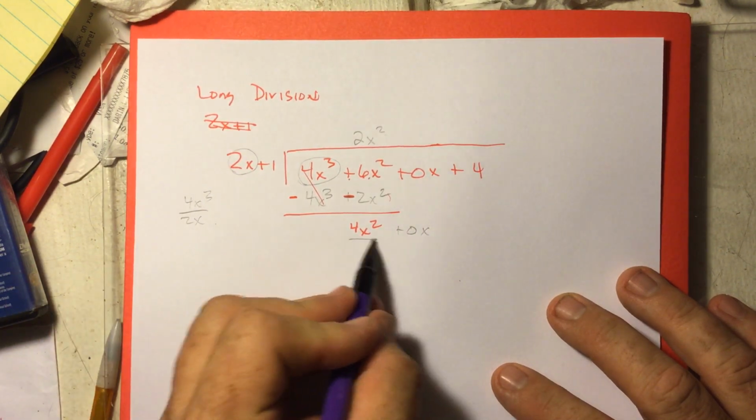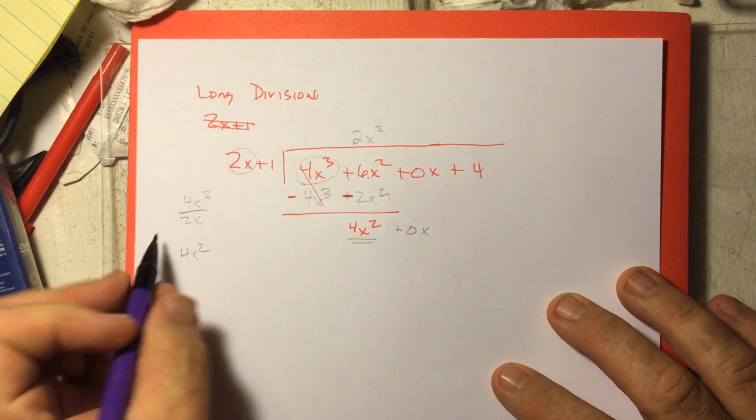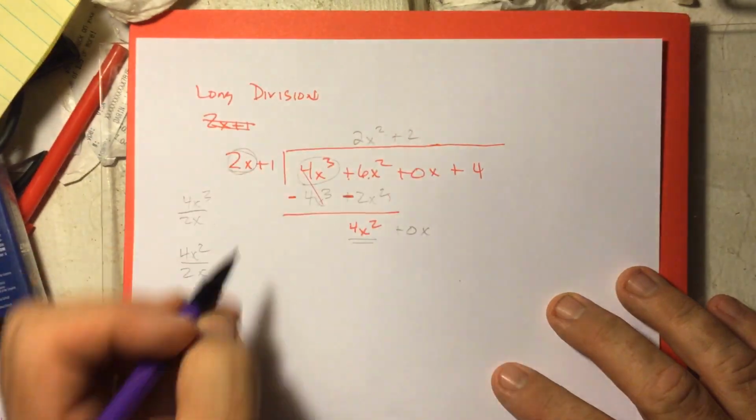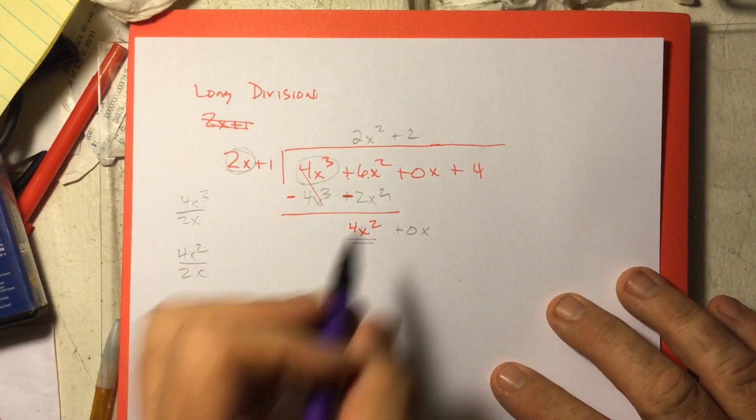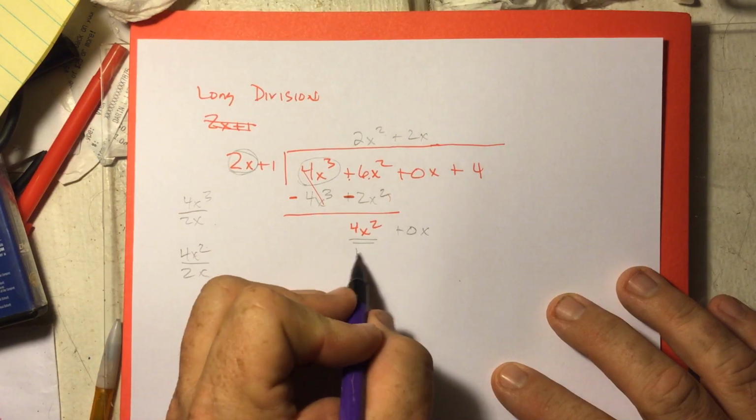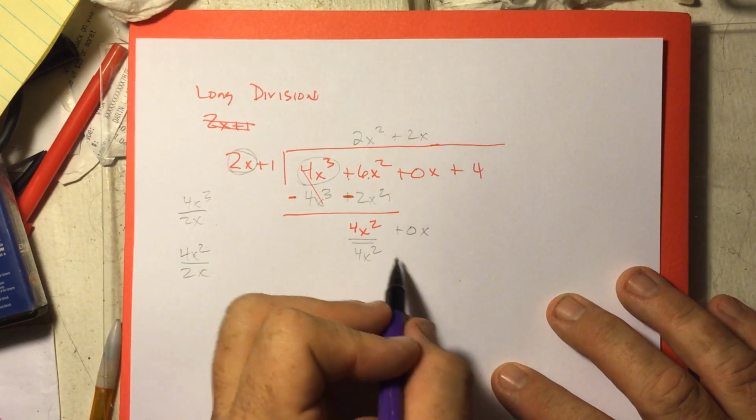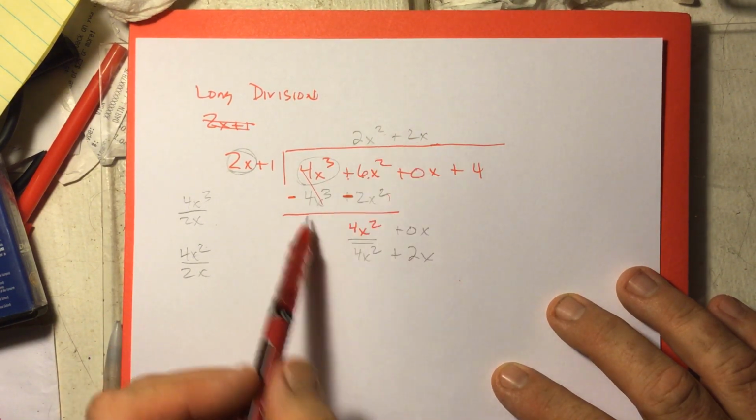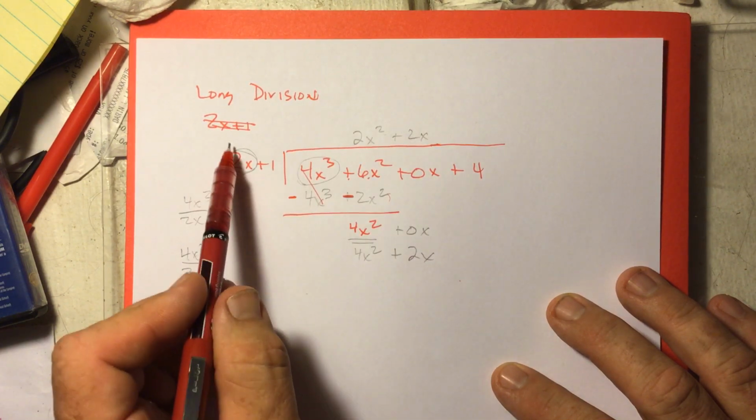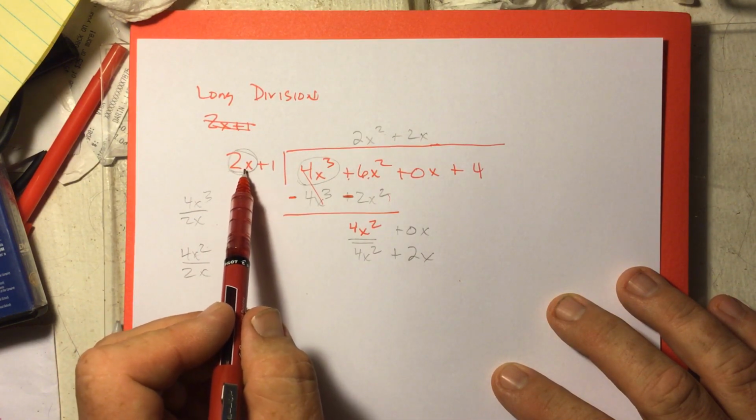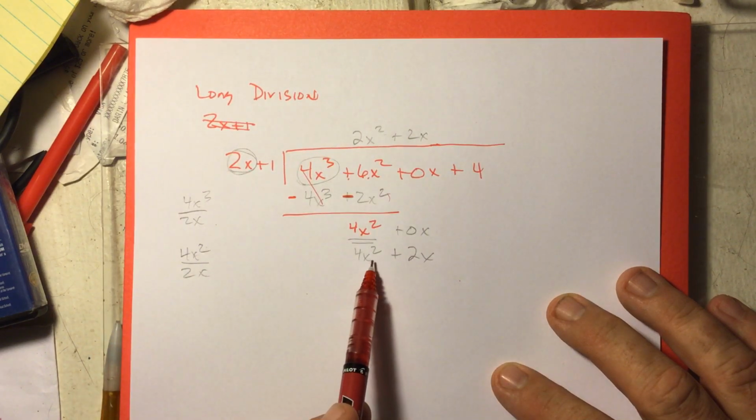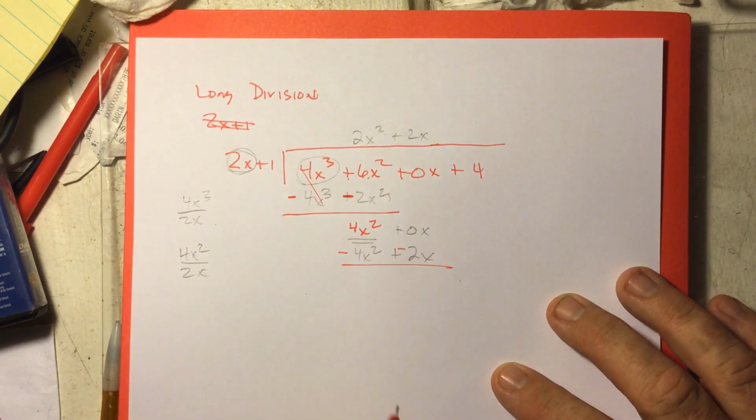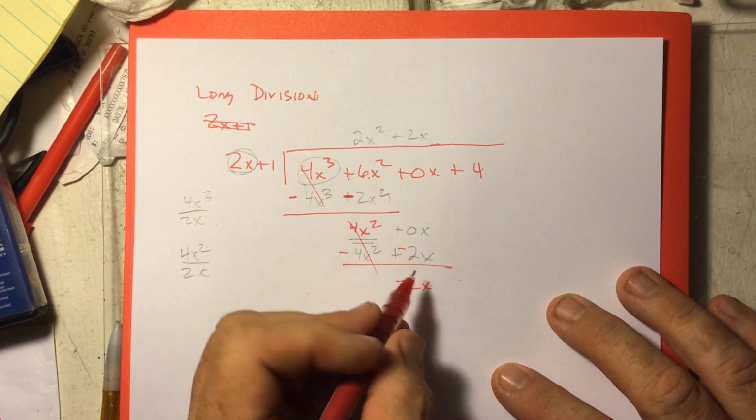So then I take my new first term, which is 4x squared. I divide it by my first term, which is 2x. And I get plus 2, and then x squared divided by x is x. So now I get plus 2x. Again, it's like a distribution problem. I'm going to take 2x and multiply it into 2x plus 1. So 2x times 2x is 4x squared. 2x times 1 is 2x. We're going to subtract them, which changes the signs. And we're going to get negative 2x, bring down the 4.